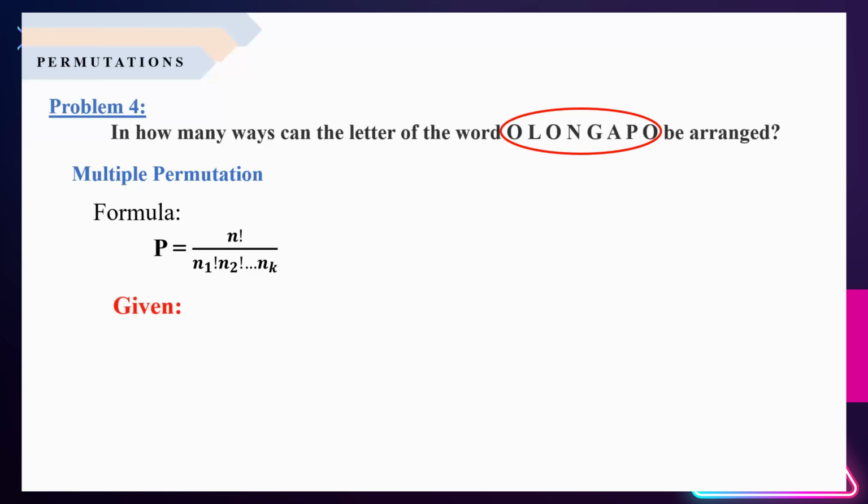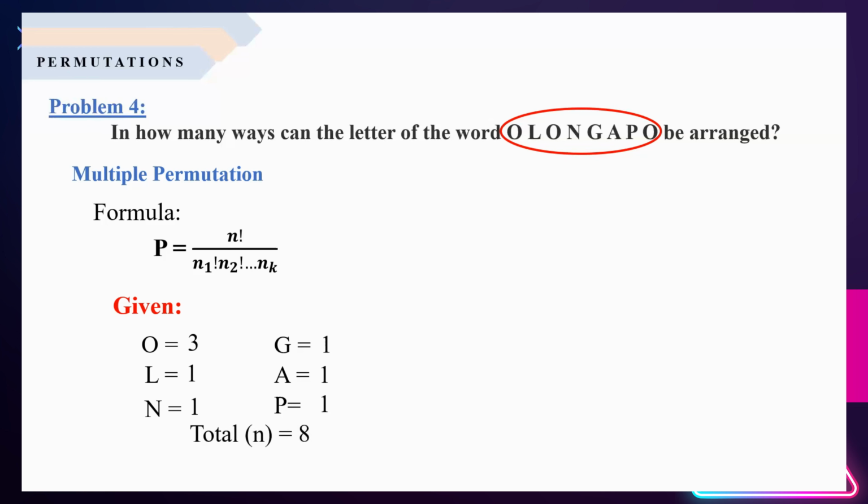So unang-una, alamin natin ang ating mga given. Alam naman natin ang pinaka-given natin ay Olongapo, at alamin natin kung ano yung i-itemize natin yung mga letters. Ilan yung O, ilan yung L, ilan yung N, ilan yung G, ilan yung A, at ilan yung letter P. Out of the word Olongapo, there are 3 letter O's, di ba? At ang L natin ay merong isa, ang N natin ay may isa din, ang G natin ay may isa, ang letter A ay merong isa, at ang letter P ay meron ding isa. At ang total letters ng word Olongapo ay 8.